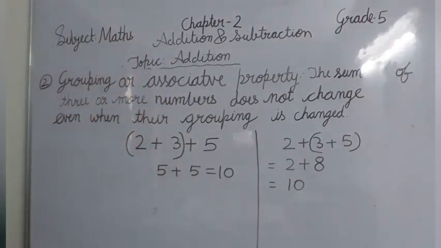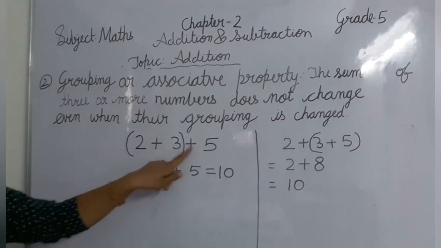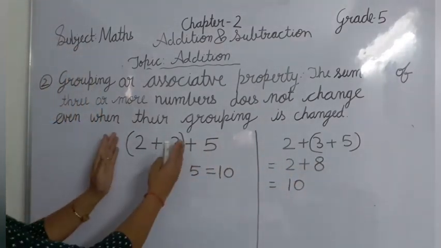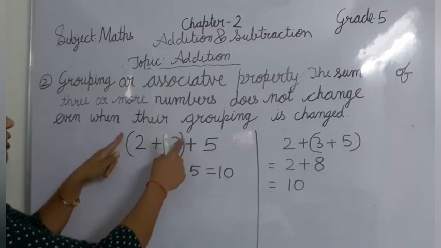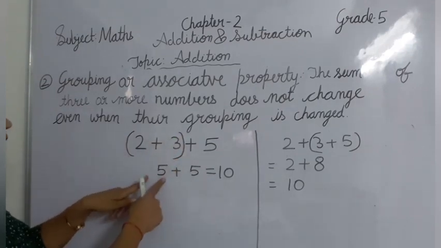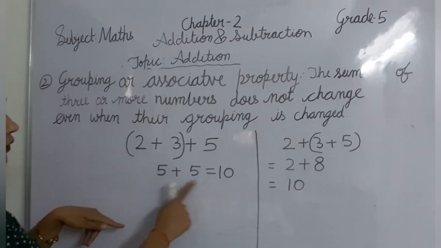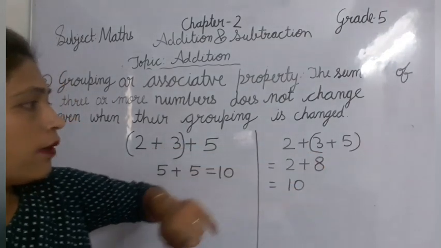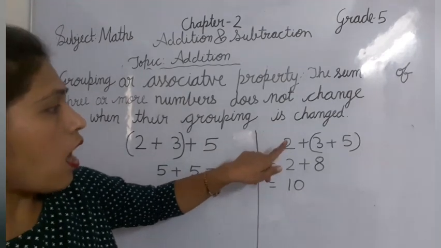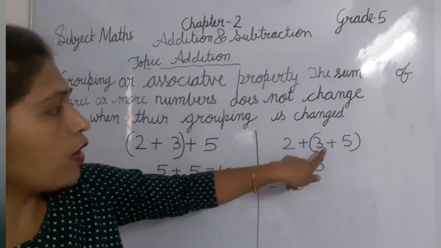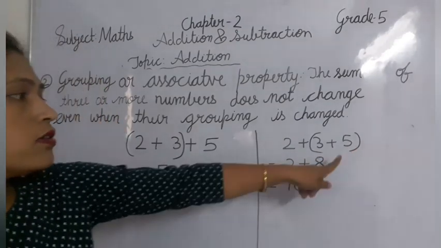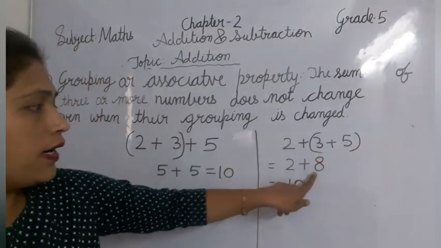So see here, we are adding three numbers 2, 3, 5. But here we are making the group of 2 and 3. So first we are adding 2 and 3 here, then we are adding 5 here. So we are getting 10. The same numbers we are adding here, but now in place of 2 and 3, we are making the group of 3 and 5. Okay, so 5 and 3 makes 8, and 8 plus 2.